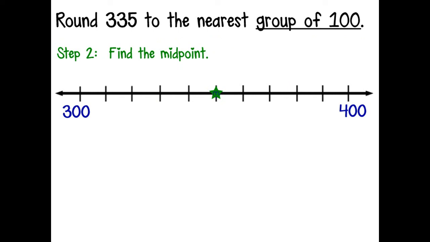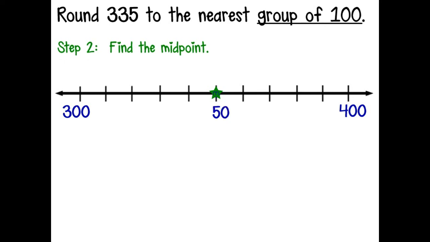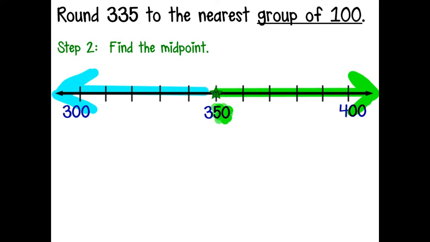Our next step is to find the midpoint. There are 100 numbers between 300 and 400. Half of 100 is 50. And we are starting with 300, so our midpoint is 350. If the number that we are rounding has at least 5 tens, then we will bump it up to the next group of 100. If the number has less than 5 tens, so 4 tens and 9 ones, 49 or lower, we will round it down to the lower group of 100.